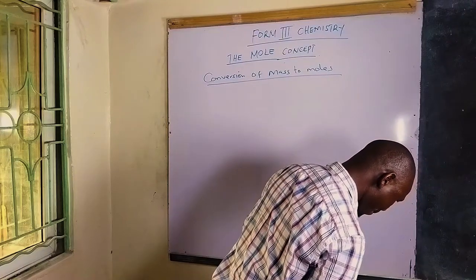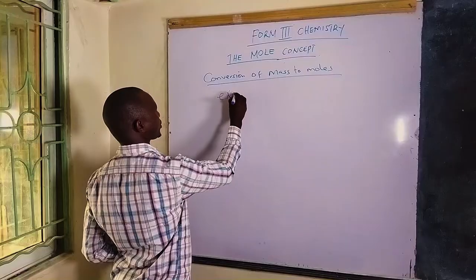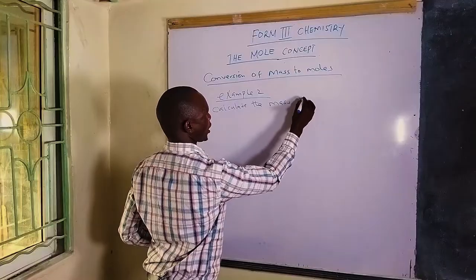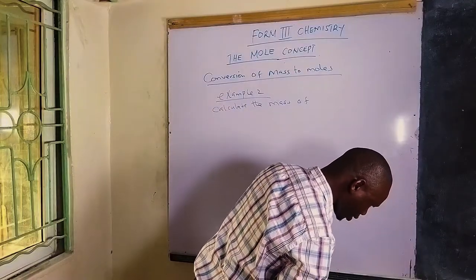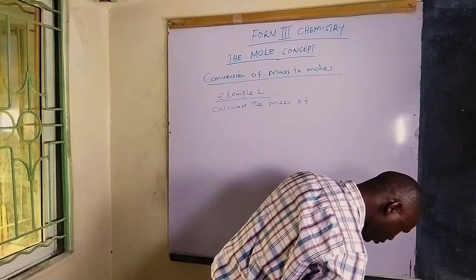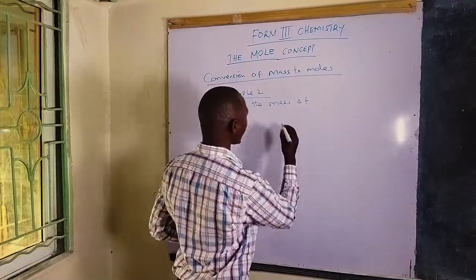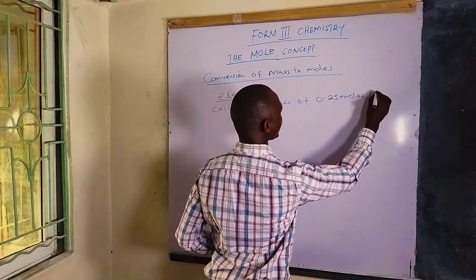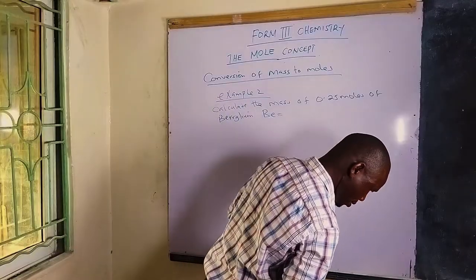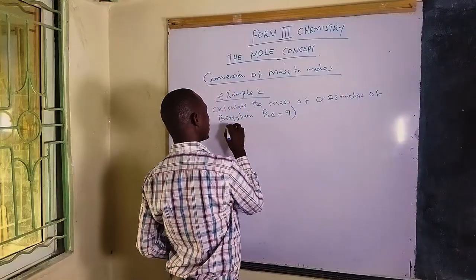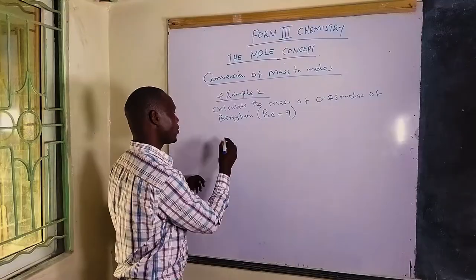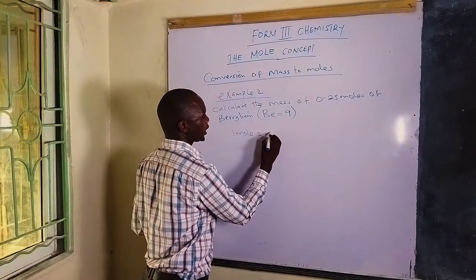Example number 2: calculate the mass of 0.25 moles of beryllium, and you are given that beryllium has a relative atomic mass of 9. How do you go about that? Whatever you are given in brackets represents the mass of 1 mole, and we know 1 mole of beryllium weighs exactly 9 grams.